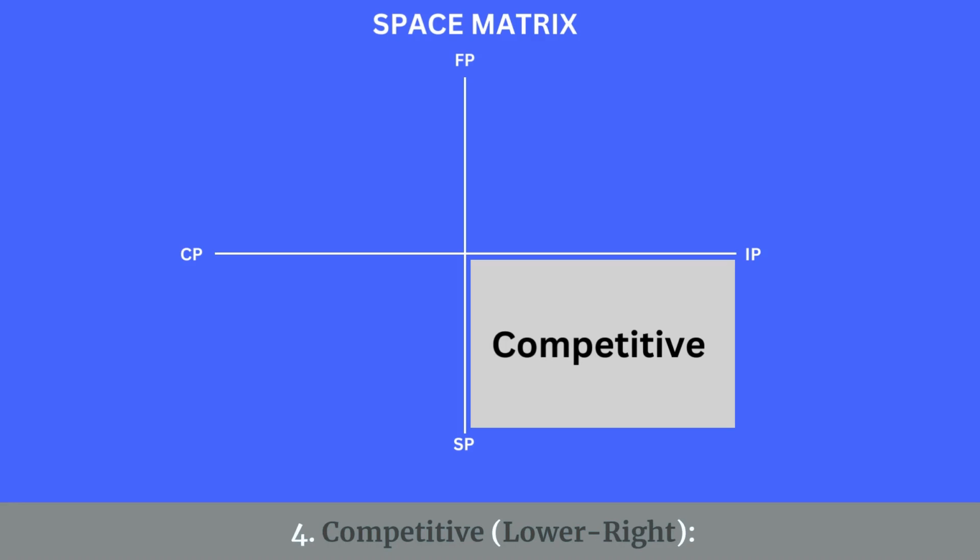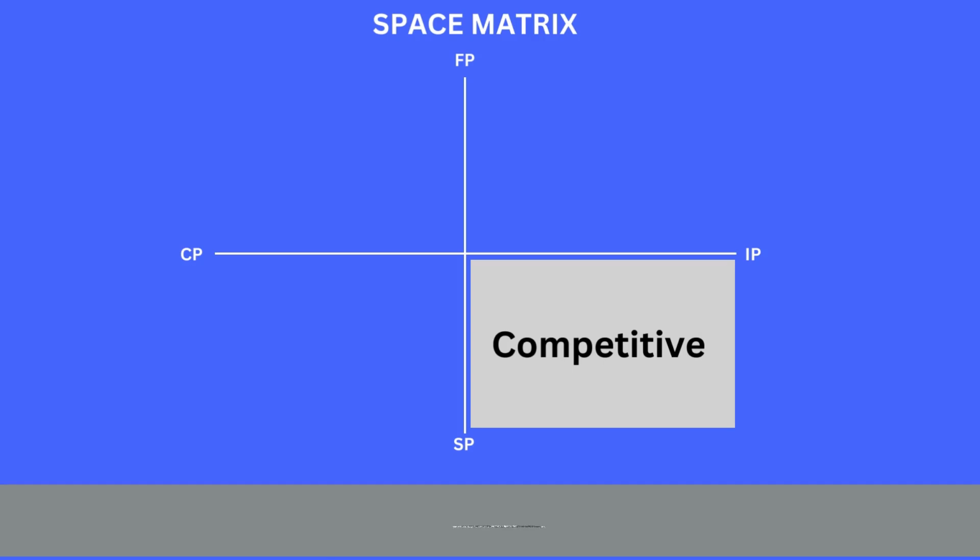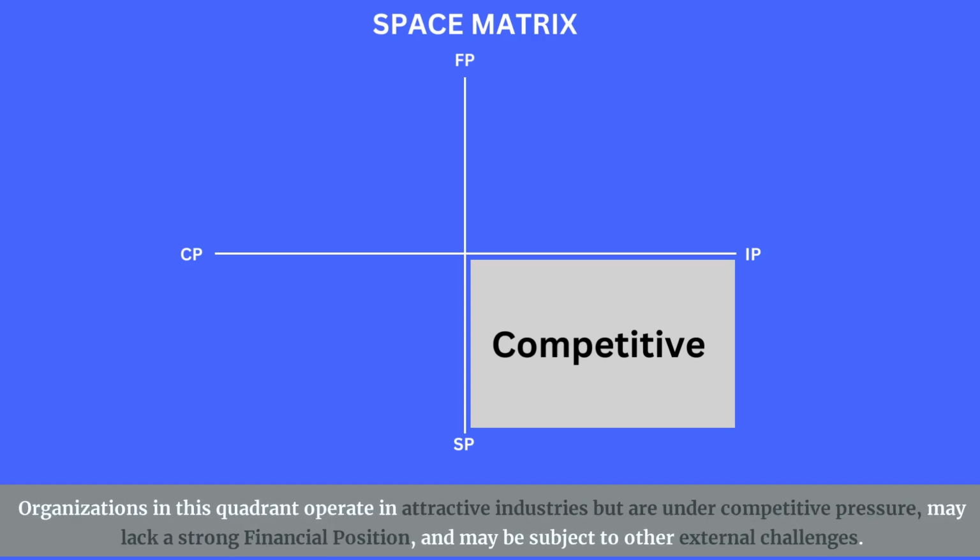4. Competitive, lower right. Organizations in this quadrant operate in attractive industries but are under competitive pressure, may lack a strong financial position, and may be subject to other external challenges.